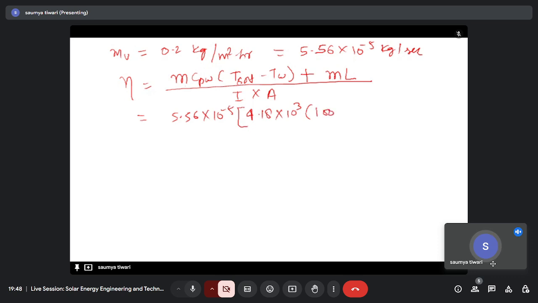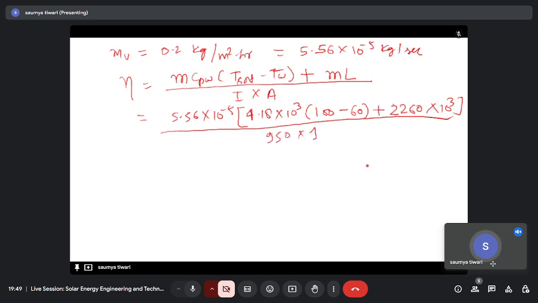Saturation temperature of water is 100. The water in the basin was actually at 60 degrees Celsius. So this is basically to heat the water from 60 to 100 degrees Celsius, and then you have your phase change, for which this is the latent heat of fusion. 2260, it's in kilojoule, so multiplied by 10 to the power 3, upon your incident flux, which was 950, and your area was 1 meter square.